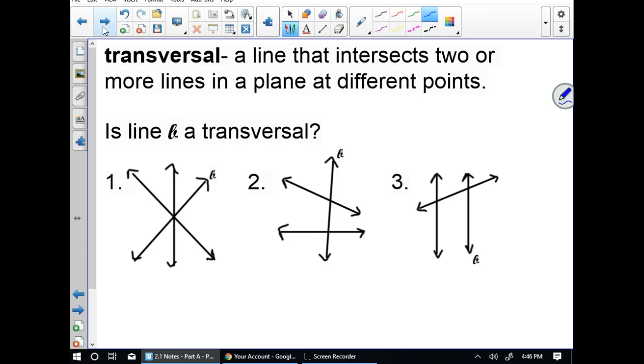Alright, so a transversal is a line that intersects two or more lines in a plane at different points. So, first we just need to decide what a transversal looks like. So in each one of these, I want to know if line B is a transversal. So here, I can see that this is line B. And if we look at the definition, it says it's a line that intersects two or more lines. This intersects two lines in a plane at different points. This does not intersect those lines at different points. It's all at one point. So this is no, it is not a transversal.